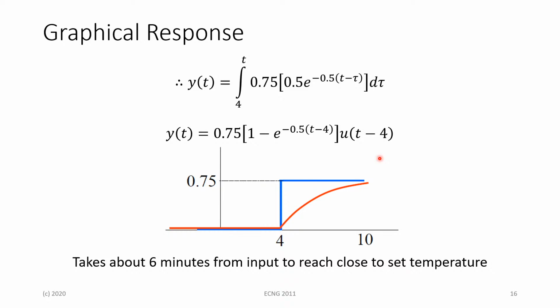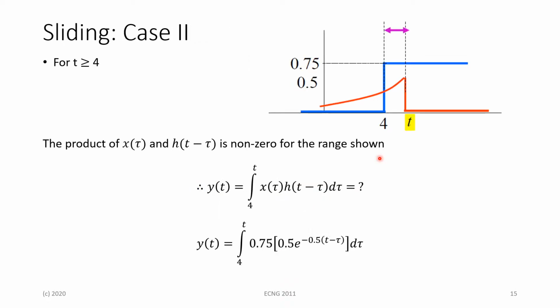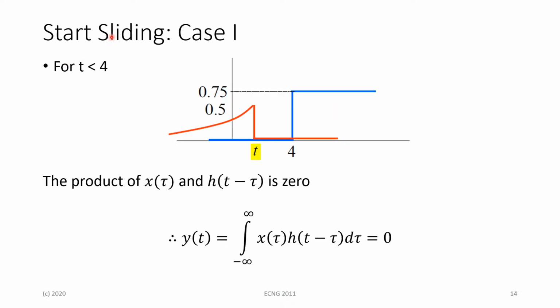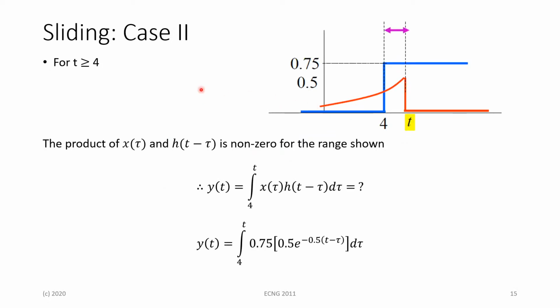Yes. So when you're doing the shift, in the cases we observed, we basically had two time instances because we're watching for where t is less than 4, which is before the h of t minus tau signal has any overlap with the x of tau signal. The second case would be where the h of t minus tau signal actually overlaps with the x of tau signal, and we know that's where t is more than or equal to 4 in this particular case.